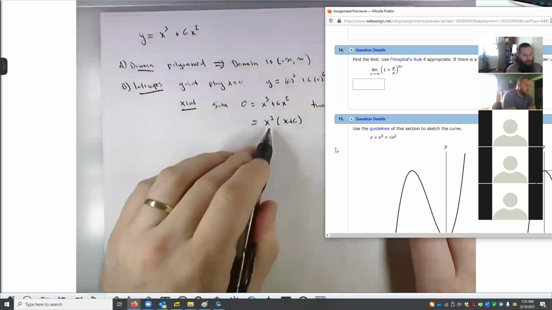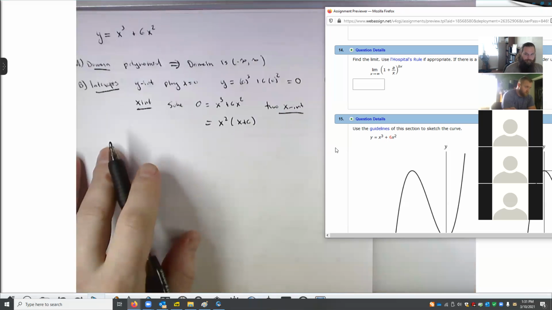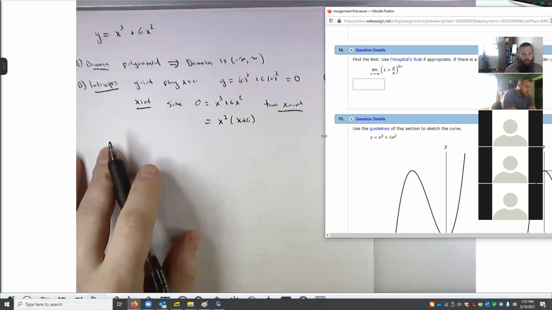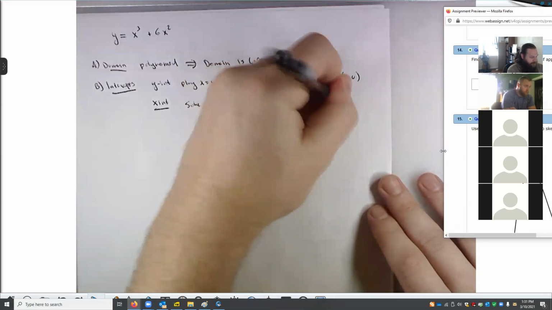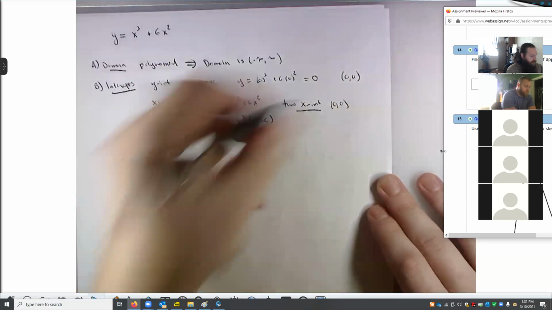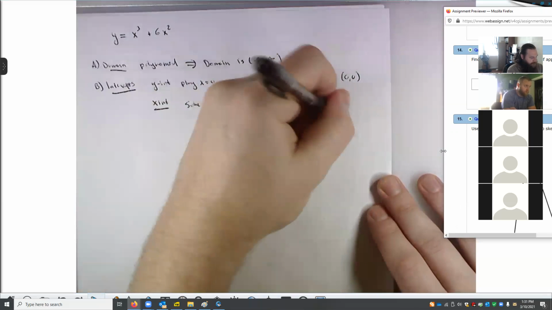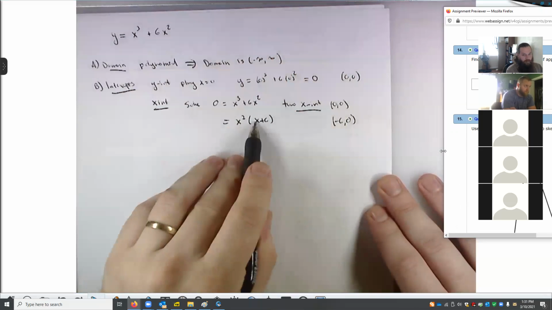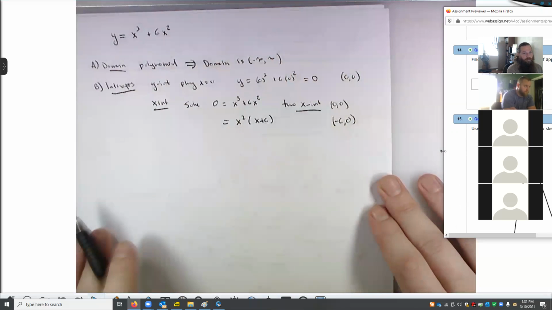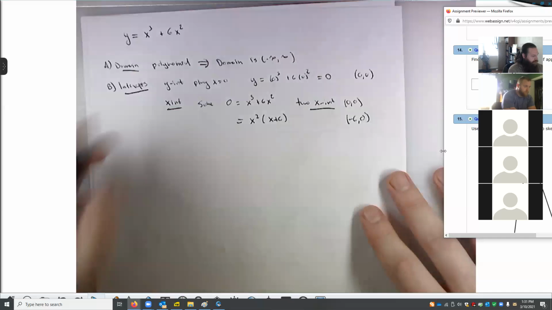One of them comes from this factor. Let me get this out of the way. X equals 0, that's (0, 0). It's the same as our y-intercept. And the other one comes from this factor. Setting this factor equal to 0, we get x equals -6. So that's domain and intercepts.